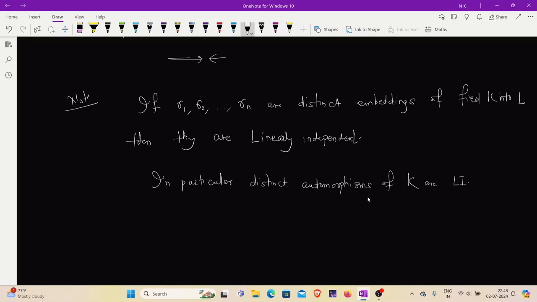In the next lecture, we will talk about how a subgroup of automorphisms and its fixed field have a common point: the number of elements in the subgroup of automorphisms is exactly the same as the degree of the extension of k over its fixed field. So that result will be established in the next session.